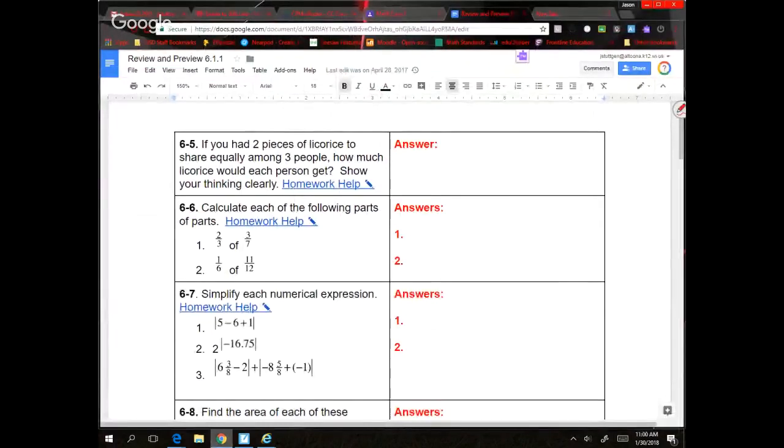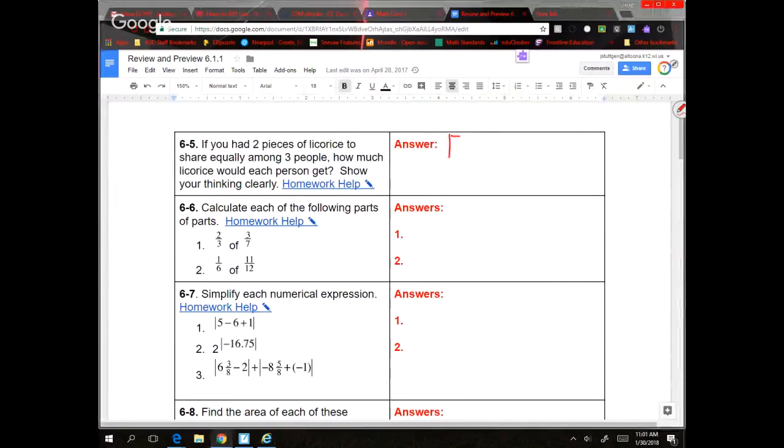All right, first problem from the homework 6.1.1. First one here, you got 2 pieces of licorice, 1, 2, and then you have to divide it or share with 3 people. So I should divide it into thirds, and this would be person 1, person 2, person 3, person 1, person 2, person 3. So each person here gets 2 pieces. Each of those pieces are a third. So each person gets 2/3 of a piece of licorice. Answer for the first one.